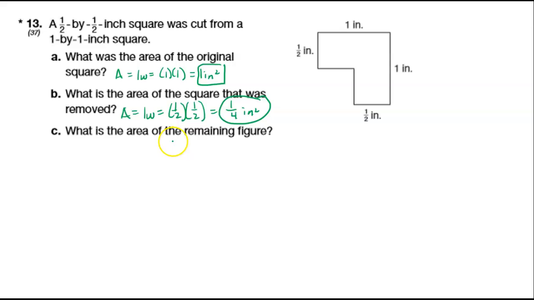What is the area of the remaining figure? Well, that's going to be 1 minus 1/4, which is 3/4. And if you don't believe me, if I make 1 into 4 over 4, which it can be, that's where my 3/4 inches squared comes from.